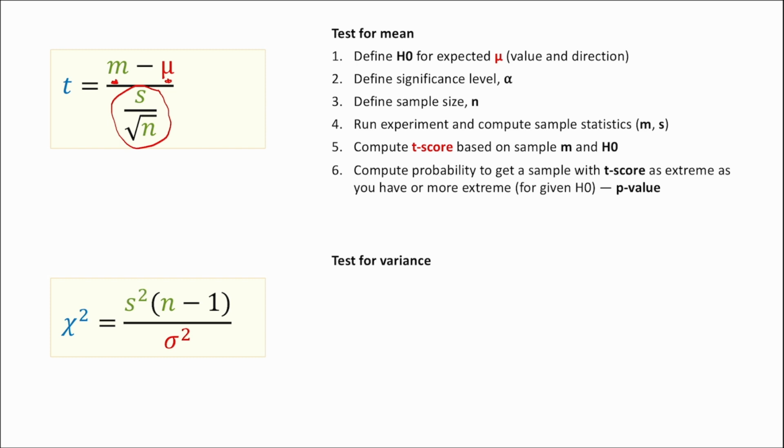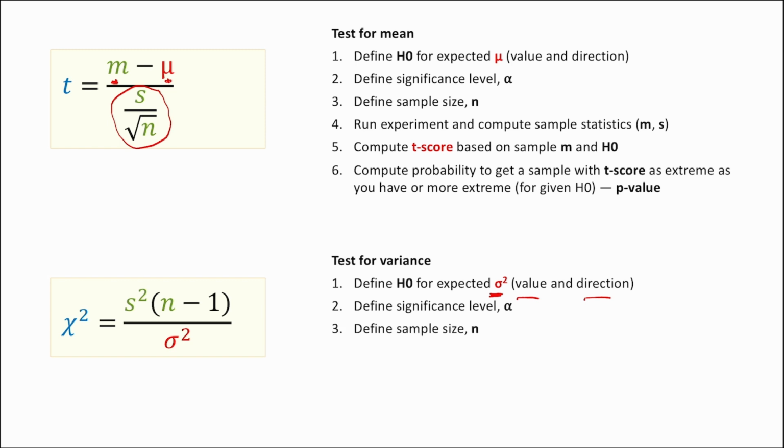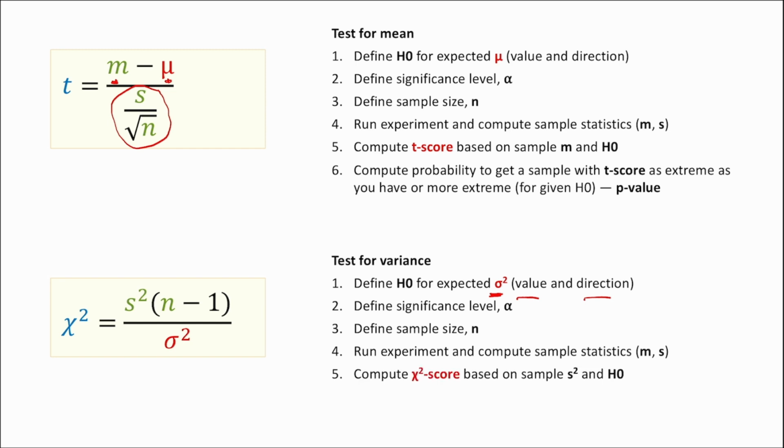It means that if you need to make a test for variance, you still need to define a null hypothesis. But this time, for the null hypothesis, you need to make an assumption about expected variance, not mean, but variance of your population. Again, you can define value and direction, right? Then you also need to define significance level, you define sample size, you run all experiments and compute all needed statistics, and then you compute a chi-squared score based on the sample variance and based on the null hypothesis, right?